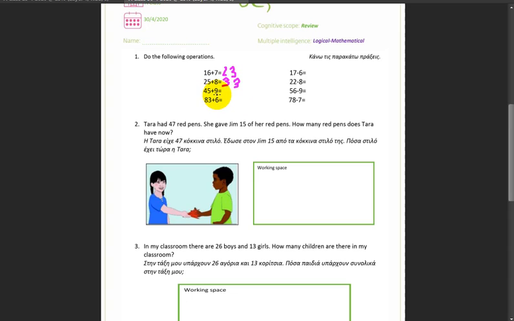Next up, we have 45 plus 9. So I'm going to count 9 forward from 45. So 46, 47, 48, 49, 50, 51, 52, 53, 54. 54.